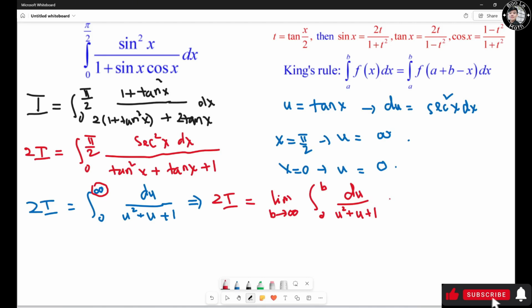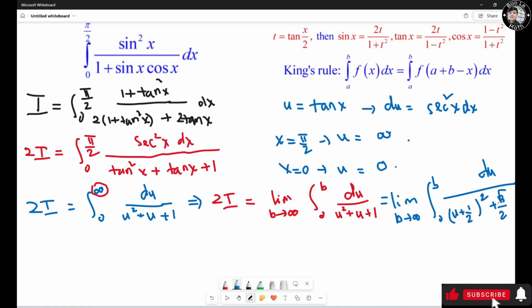So this turns out to be the limit as b approaches infinity of the integral from 0 to b of du over (u plus 1/2) squared plus (root 3 over 2) squared. Basically, you just take the middle term, divide by 2, 1 divided by 2, and square it, and you add and subtract 1/4.